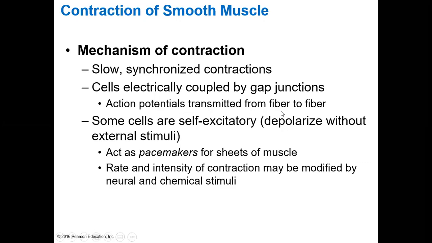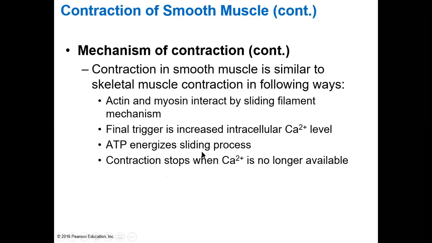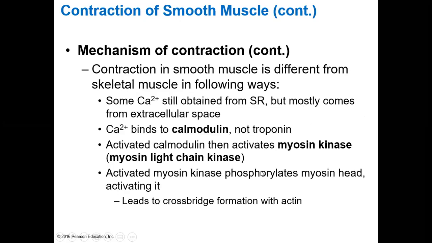So the action potentials jump from fiber to fiber through the gap junctions. Some cells are self-excitatory, but that's fine. You don't need to know that. The way it's similar to skeletal muscle is that actin and myosin do the sliding filament mechanism, and it's triggered by an increase of calcium level. And of course, ATP has to be utilized, and then contraction stops when calcium is no longer available and is stored back in the sarcoplasmic reticulum.